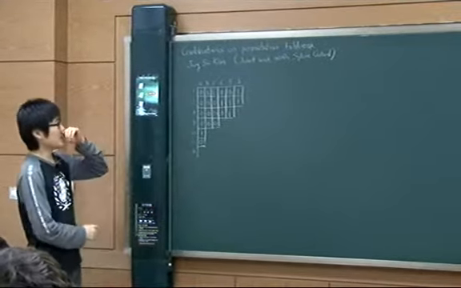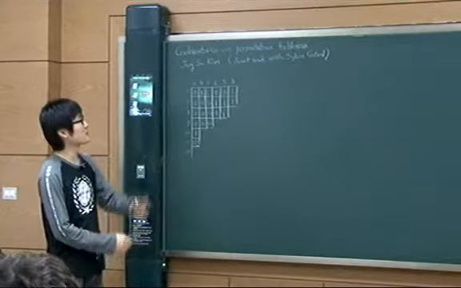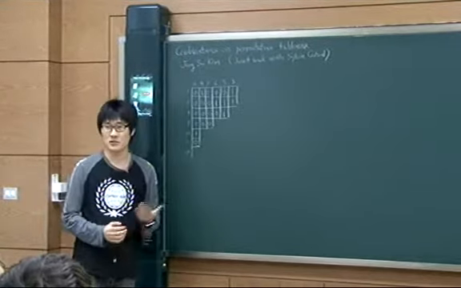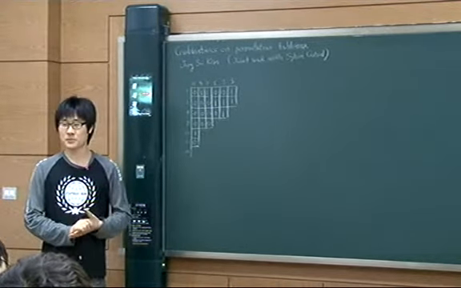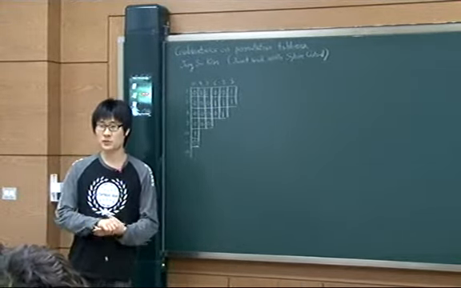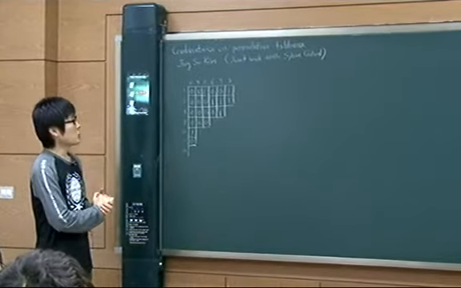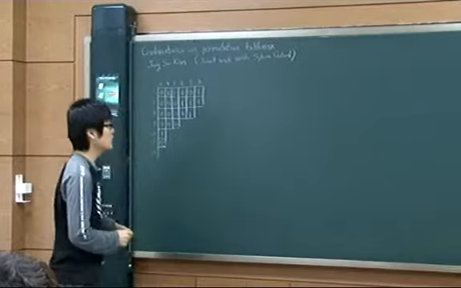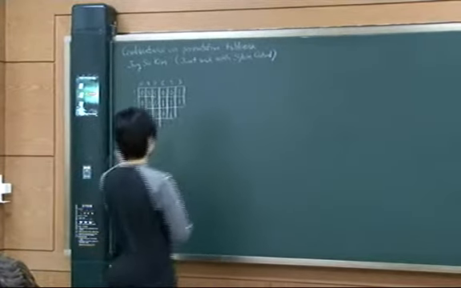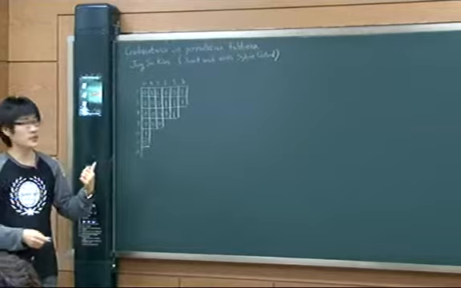So in this talk, I will introduce the permutation tableau, which is a relatively new combinatorial object coming from a study of algebraic geometry. Let me just start with the definition of permutation tableau. This is an example of a permutation tableau.